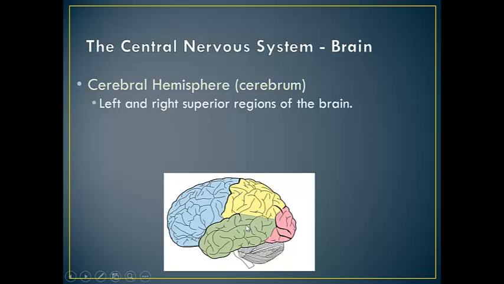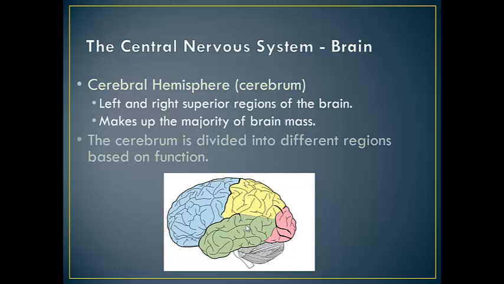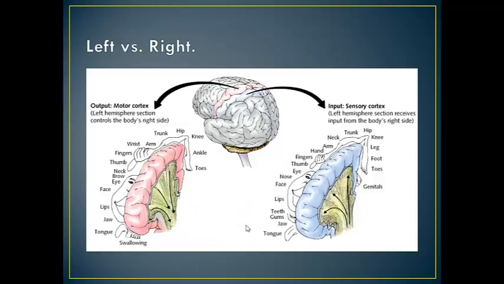Now, like I said, it's consistent of two regions. So you have the left and the right region, and they make up the majority of your brain mass. So if you were to weigh somebody's brain, most of its weight is coming from the cerebrum. Now, the cerebrum is then divided into different regions based on the function of what's happening within your five senses. Before we get into that, let's just talk about left versus right.